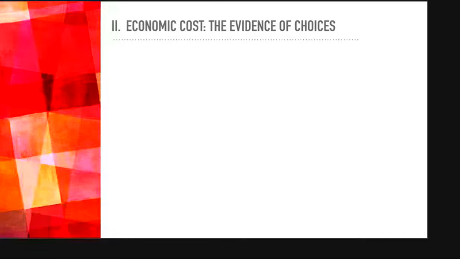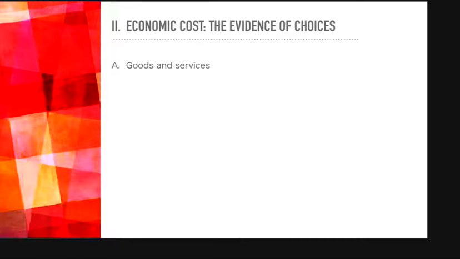We are going to talk about Roman numeral 2, the economic cost, where we look at the evidence of the choices that we make. Through some of the previous lessons, we have already talked about the importance of making choices and why we do. Now we're going to talk about some of the things that we see in practical everyday life of choices that are made.